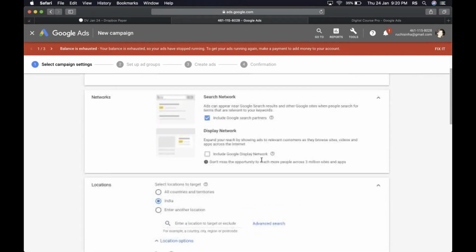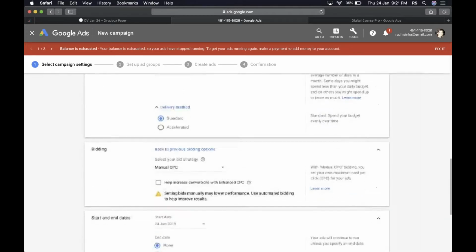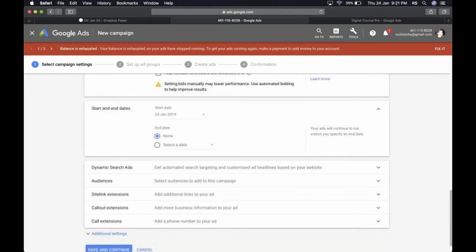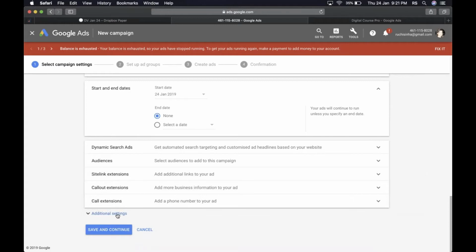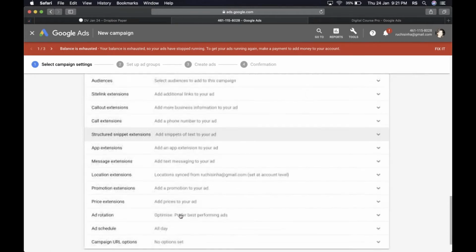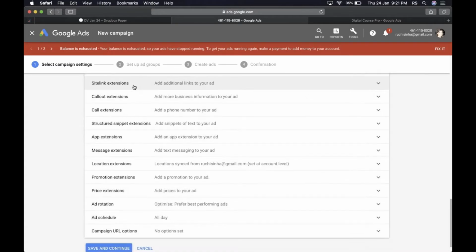Most of the things that we are setting here we can change. So do not worry, you can change these things later on also. We'll see where. Dynamic audiences we will not go to right now. Now see ad extensions. Remember ad extensions that we discussed on Tuesday? See, all these ad extensions are right here, from site link, call out, call, structured snippet, app, message, location, promotion, and price. I think we've discussed all of them. So depending on what kind of extensions are relevant for you, you can go and create them here.